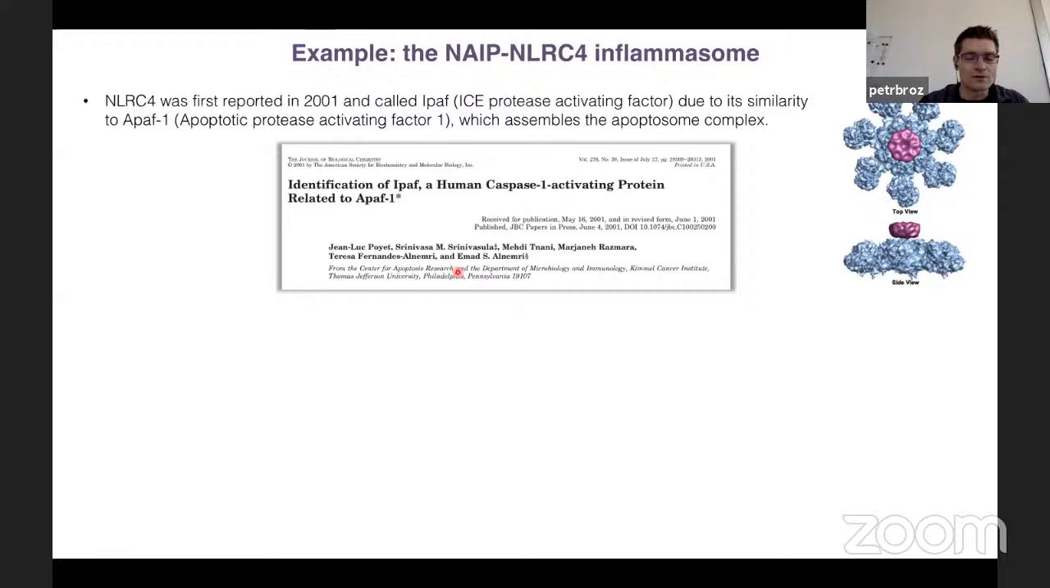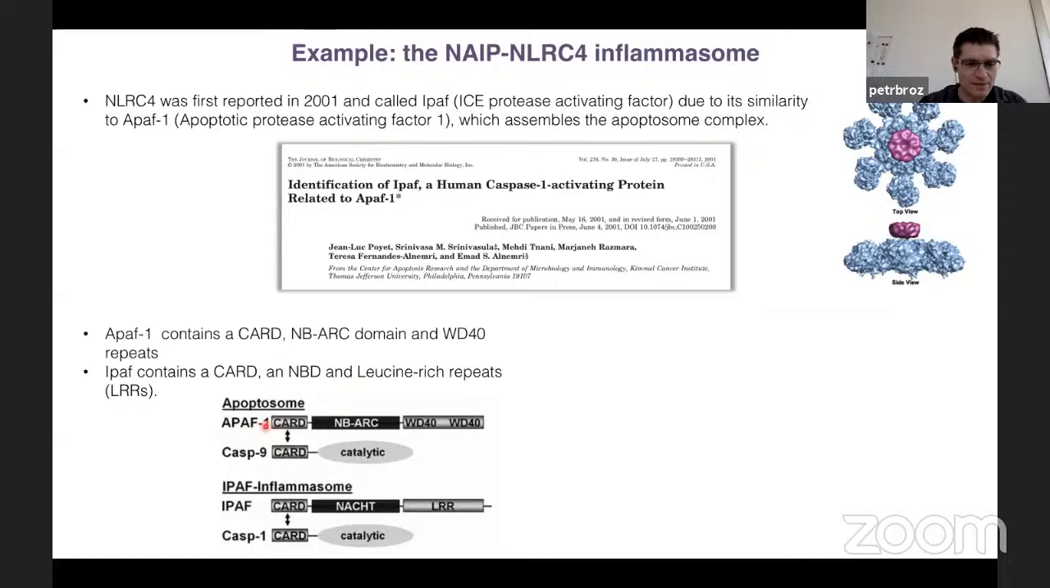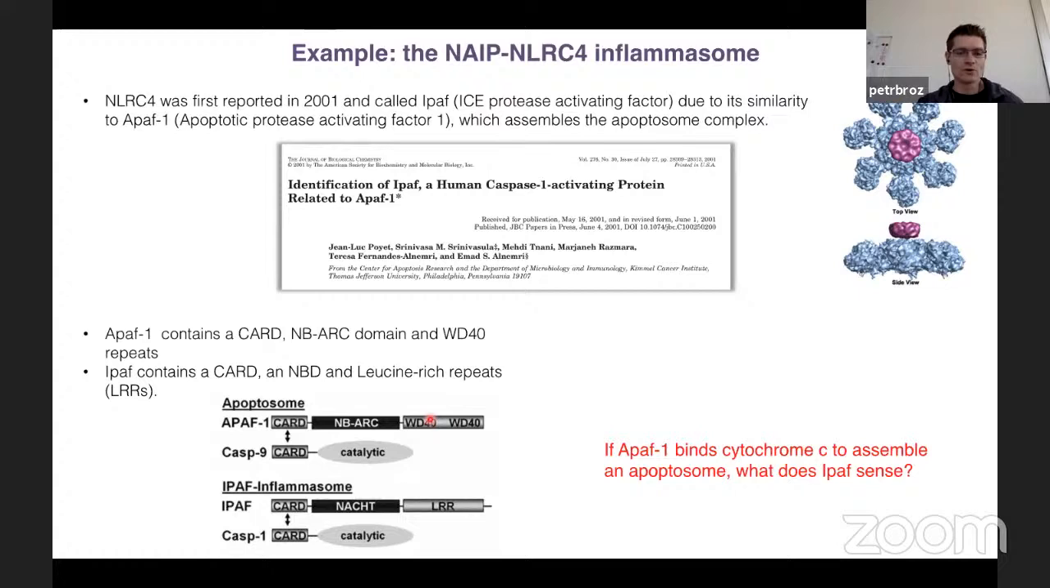So where's the similarity here? Here you can see APAF-1. APAF-1 contains this CARD domain and NBD and these WD40 repeats, and through the CARD it can interact with caspase-9 and activate caspase-9. And IPAF indeed looks very similar. It has this CARD domain and NACHT domain, or this NBD, that's another name for the domain, and leucine-rich repeats instead of the WD40 repeats. And it can interact with caspase-1 through the CARD domain. So at this time, it was clear through this publication that IPAF has the ability to activate caspase-1, but whether it builds a similar complex like APAF-1 does, and what would be the factor that this sensor is sensing was unknown.